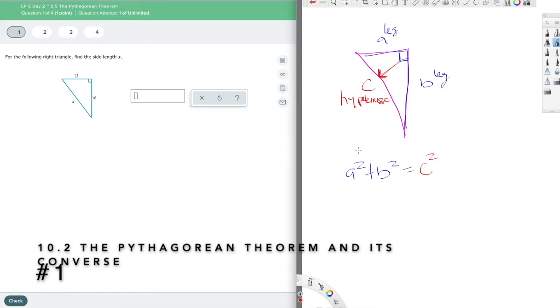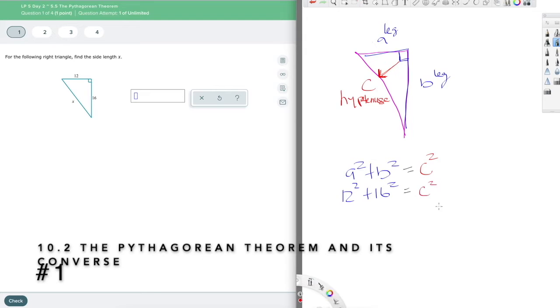With these 2 pieces, if we know any 2 of them, we can solve for the other missing piece. So in this case, we have 12 and we have 16 on this one. And I'm going to erase these just so I can keep this diagram here. So my A and my B are 12 and 16. I need to make sure I square them, and that's going to equal C squared.